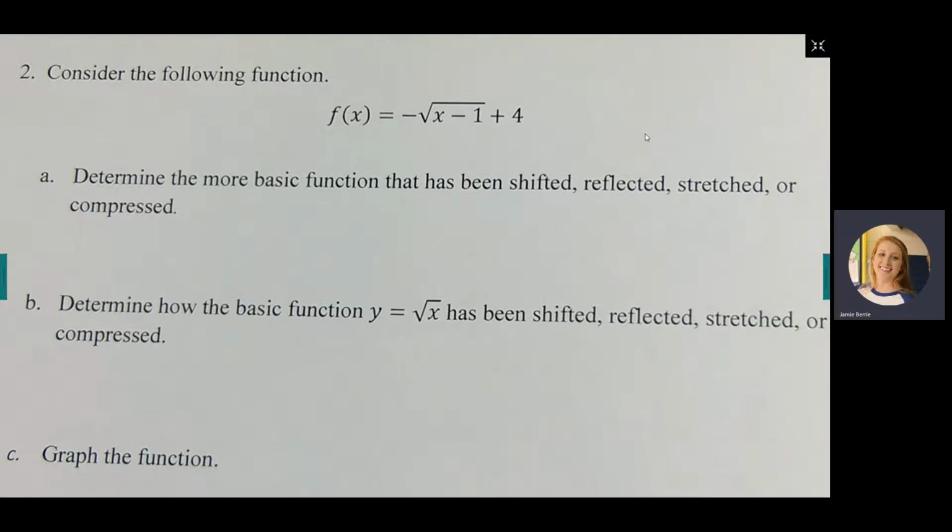So part A is just determine the basic function that's been shifted, reflected, stretched, or compressed. So you would say, what's the defining feature of this function? What stands out the most? So what do y'all think stands out the most about this function?